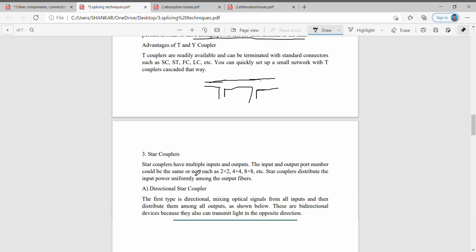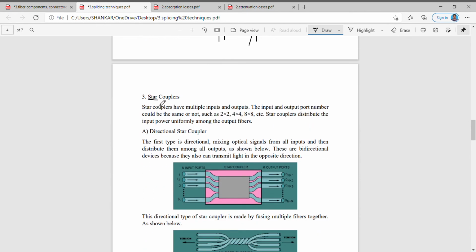The other one is called the star coupler. Star means it has the same number of inputs and outputs, such as 2 by 2, 4 by 4 or 8 by 8. The star coupler has multiple inputs. It is not necessary to be 2 by 2, 4 by 4 or 8 by 8; it can be the same or it can be different.